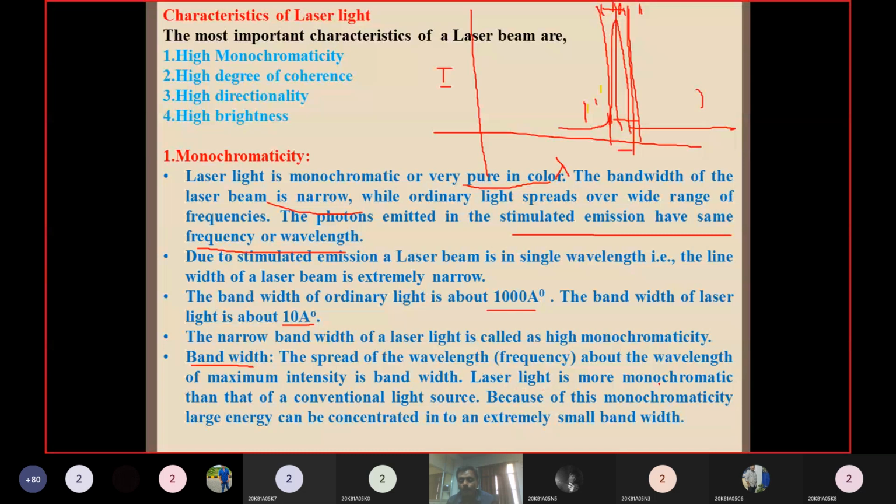The laser light is more monochromatic than conventional light sources. Because of this monochromaticity, large energy can be concentrated into an extremely small bandwidth. A large amount of energy is concentrated on a very small area. Because of this property, we can use laser light in many applications.